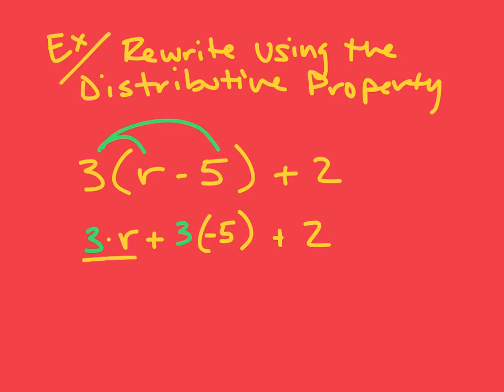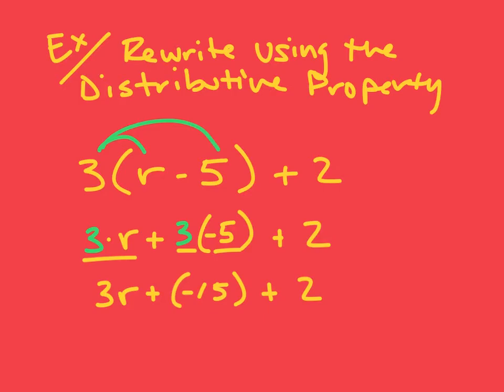Now when I do 3 times r, that's just my expression, okay? I'm doing 3 times some number r. I just leave it like that. So I'm going to write this as 3r plus 3 times negative 5. So 3 times negative 5, positive times a negative is a negative, 3 times 5 is 15. So this is going to be plus negative 15, and then plus 2.